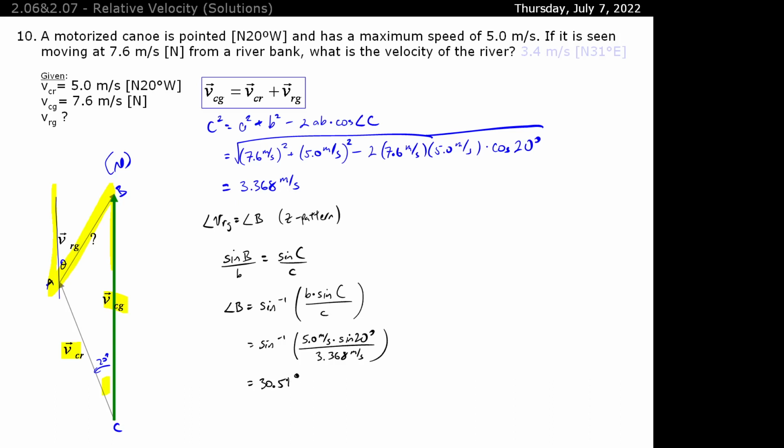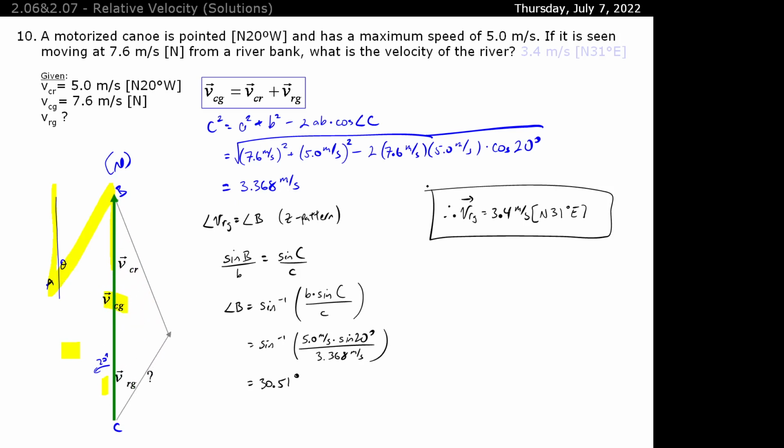Okay, and that works out to an angle of VRG. So therefore, VRG as a vector is equal to, to 2 sig figs, 3.4 meters per second north 31 degrees towards the east. All done. Oh, I forgot about the animation. Yeah, you could also use the complementary rule and flip them around. Once you flip them around, you're just looking for this angle over here, and that's another way to avoid dealing with the exceptionality rule of obtuse angles.